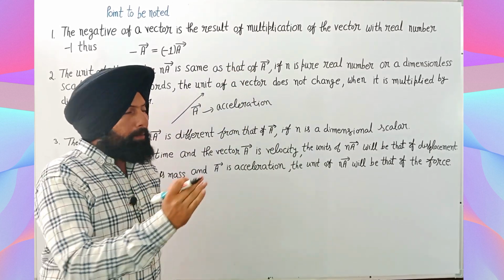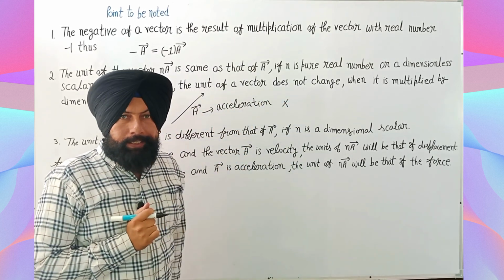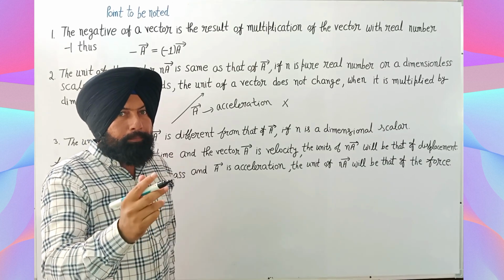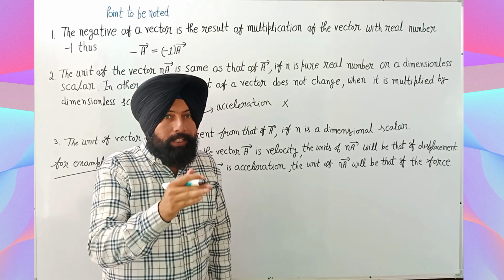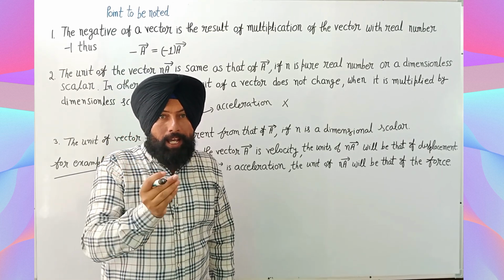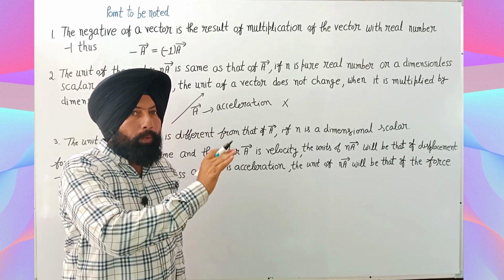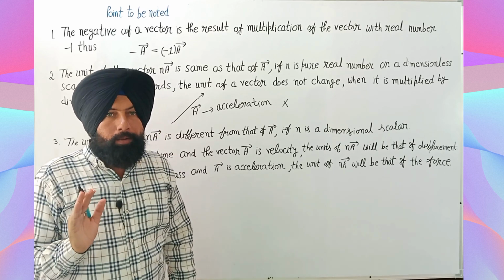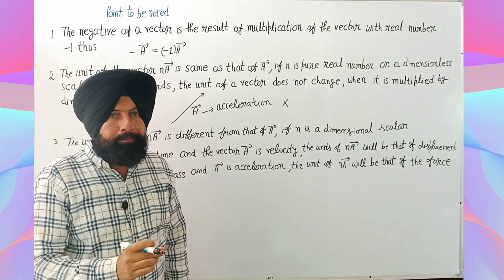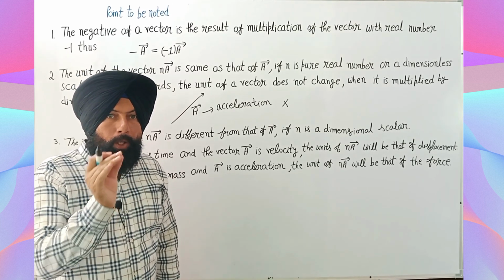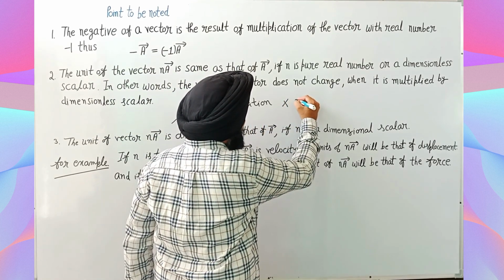Now, if I multiply this vector with n, where n is a pure real number or a dimensionless scalar, n can be 1, 2, 3 or -1, -2, -3. Any real number, but not a quantity like mass, time, etc. Pure real number. Now say n is 2.